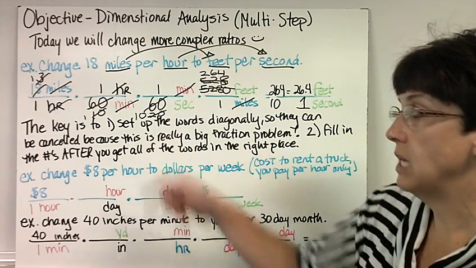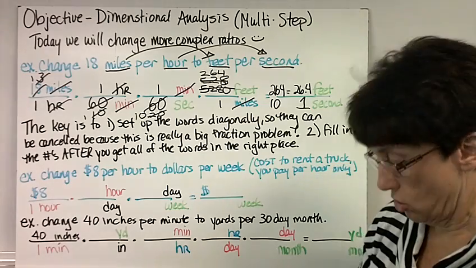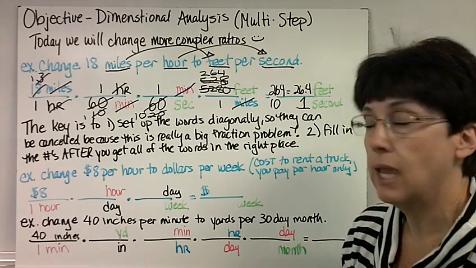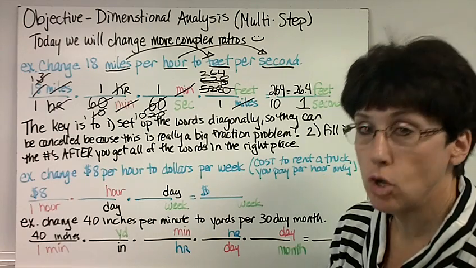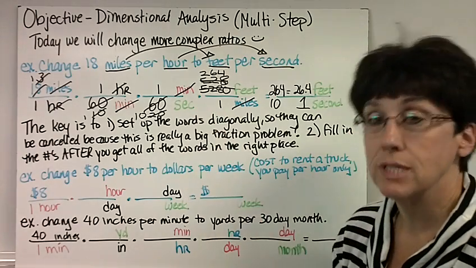All right, so the key to this is to set up the words diagonally. I can't say this enough. You need to do this. It makes these problems so easy. And this is stuff you'll do in science.